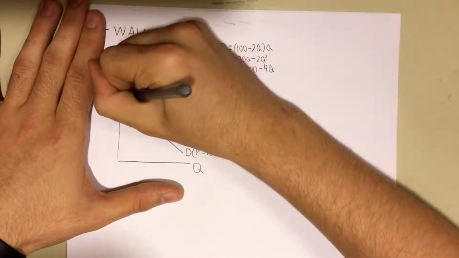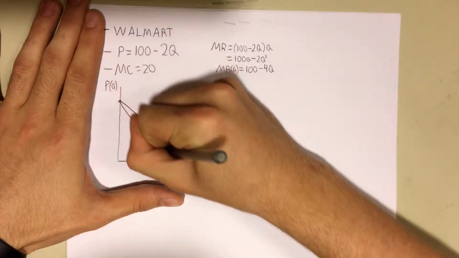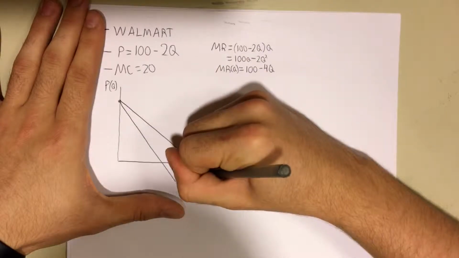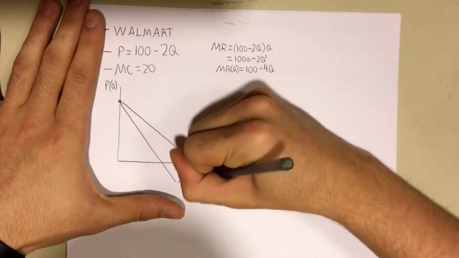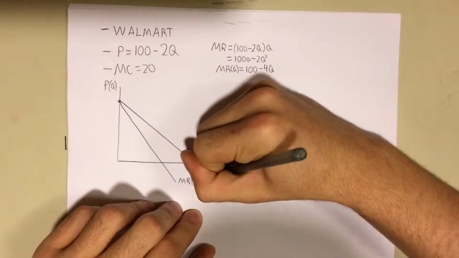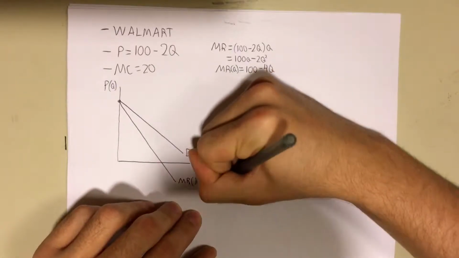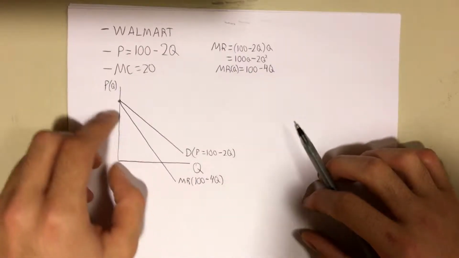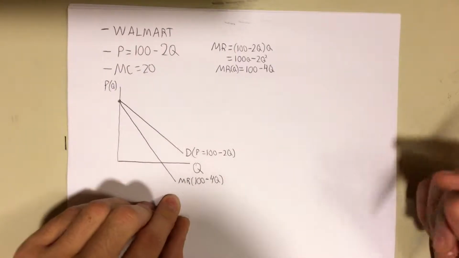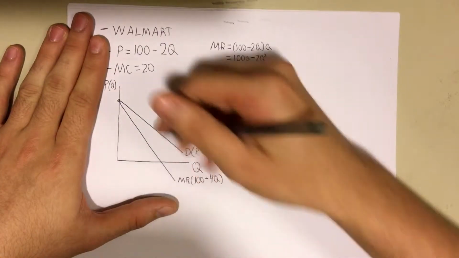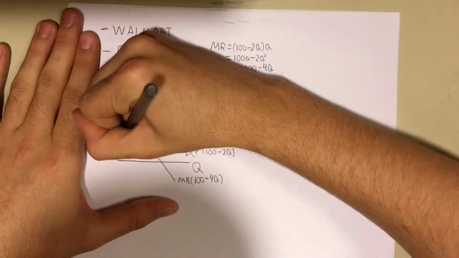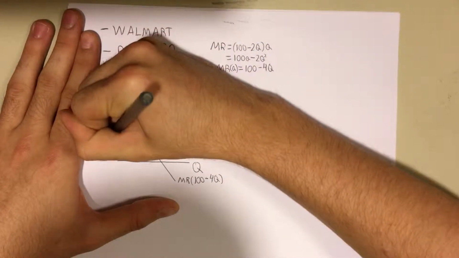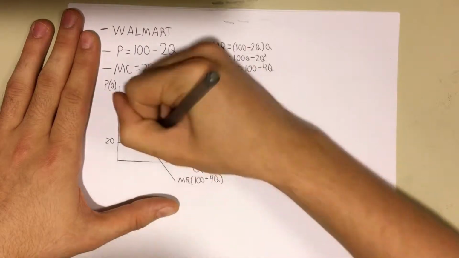Okay, so let's go ahead and plot that as well. Here we have the marginal revenue at 100 minus 4Q. And as the firm produces more quantity, they will see diminishing returns on their marginal revenue after this point. And then let's also plot the marginal cost, which is a flat 20 constant rate.